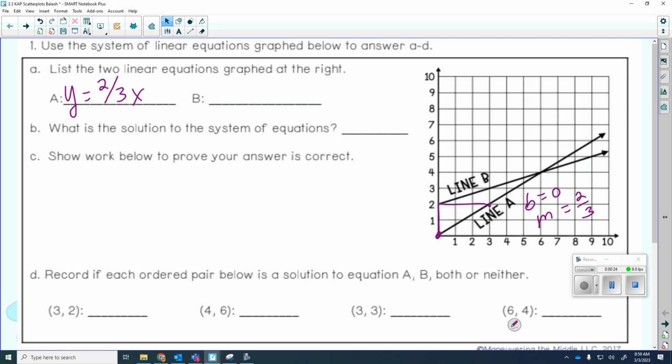Okay. Now for line B, what was the y-intercept? 2. This looks very familiar to me. Does this not look familiar to y'all? Up 1 over 3. Isn't this like one that was on our notes yesterday? So what's the equation?